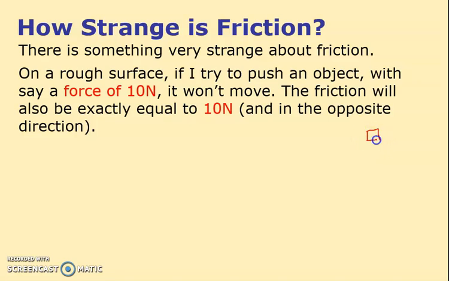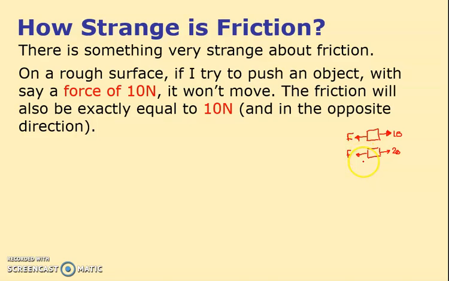So if I push with 10 newtons, it doesn't move. So effectively the friction going the other way, these two have to be equal. It can't be more than 10. But weirdly, if I push more, say I push 20, and I'm really pushing now, it's really, really working at it, but the friction says, nope, still not moving. And now the friction must be equal to 20.